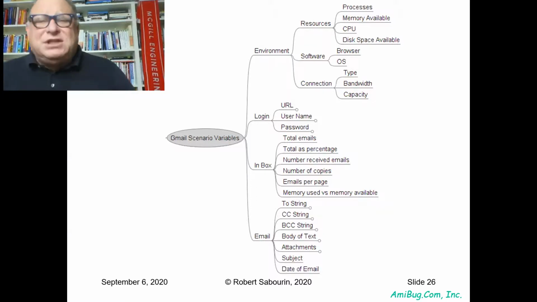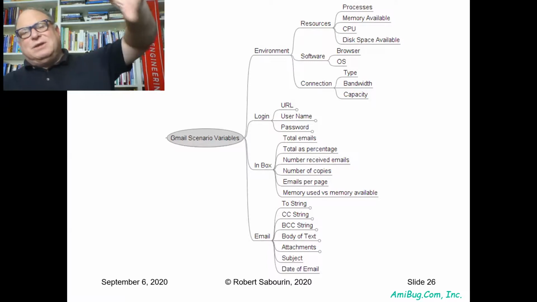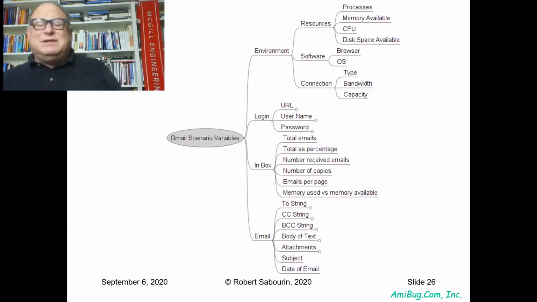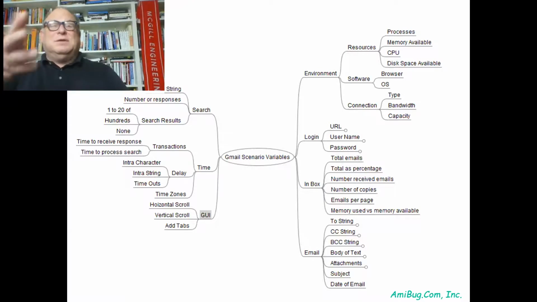And then the composition of the email has variables. There's the To string, the CC string, the BCC string, the body of the text, the attachments, the subject, the date of the email. And if you dive in, you can look also at things like, in this case, searching. When I was studying someone using Gmail, it was made evident that Gmail was a search engine tool. And so what about searching characteristics? Or there's time characteristics. Maybe there are time delays that are taking place.